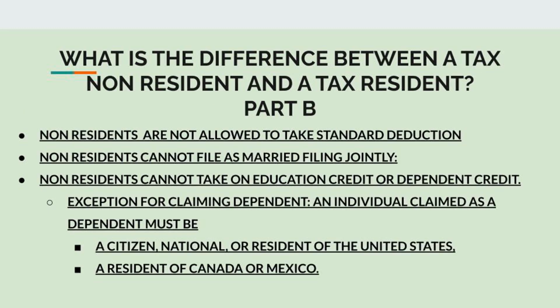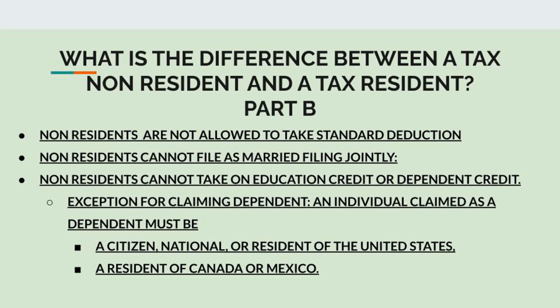The other difference is that non-residents are not allowed to take the standard deduction. In case you may not know, when you are a tax resident, you can deduct a set amount, which is called the standard deduction, against your income and not make that subject to taxation. Non-residents are not allowed to take this standard deduction. Also, non-residents cannot file as married filing jointly. The only option available if you're a married non-resident is to file married filing separately.